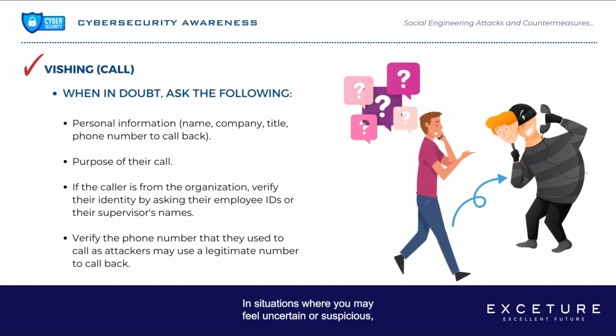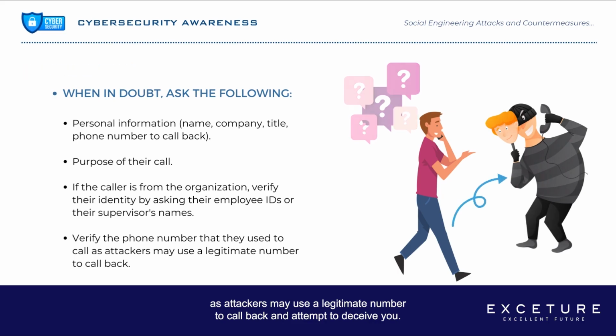In situations where you may feel uncertain or suspicious, it is always best to ask the following questions for clarification and safety considerations. Start by requesting personal details such as their name, company, job title, and a phone number to call them back on. Next, inquire about the purpose of their call to ensure it aligns with your expectations. If the caller represents an organization, it is crucial to verify their identity by requesting their employee ID or their supervisor's name. Finally, it is essential to verify the phone number used to make the call, as attackers may use a legitimate number to call back and attempt to deceive you.